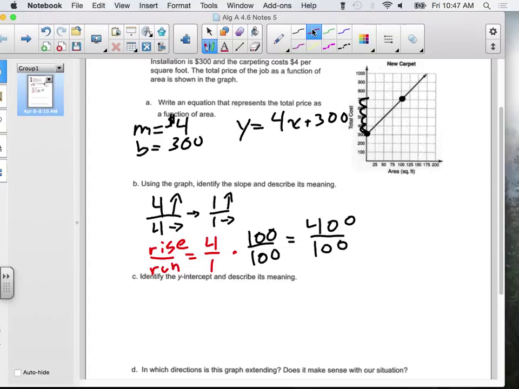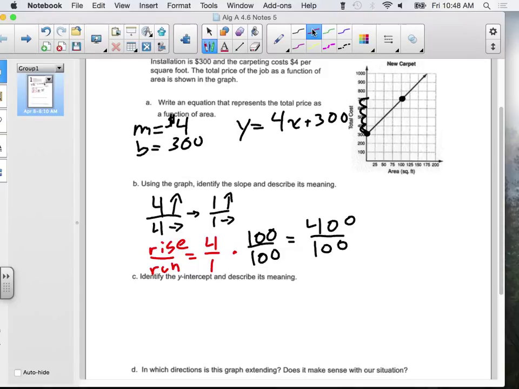And then we have 0 to 100. That's where our 100 comes in. So we identified our slope. What is our slope again?